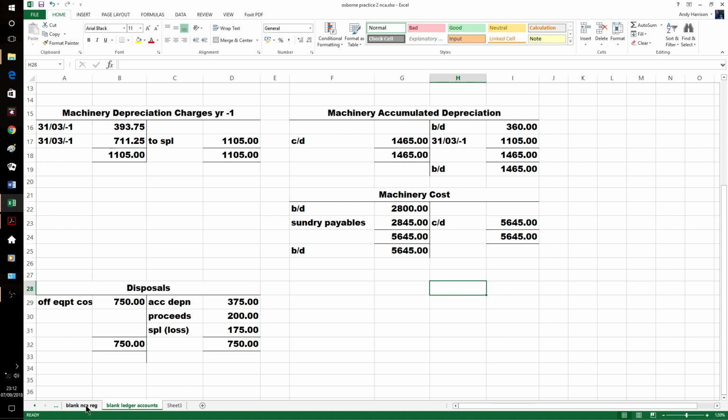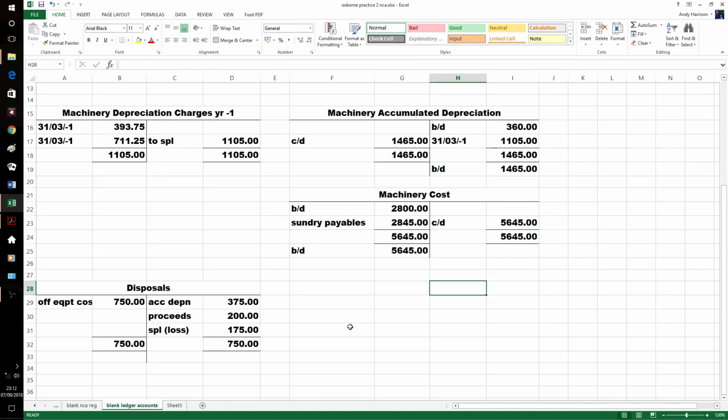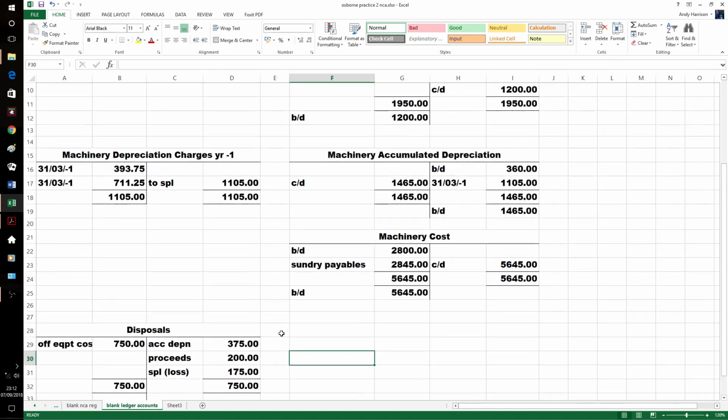So we've got a fairly standard, slight change in the rule here, just watch out for that one. This is a full year, it might be part of a year on a different question. Both our types of depreciation tested in the same question. Funding method, you can see actually some others, part exchange, cash, HP, could be credit here as well. We've disposed of an item, we've bought an item, and we've done the ledger accounts whilst we were at it, and a disposals account.